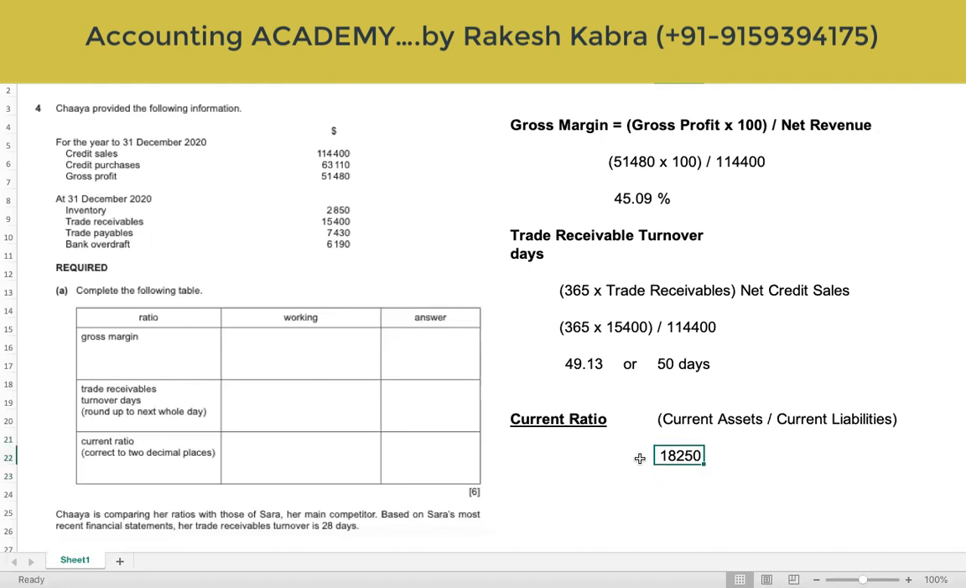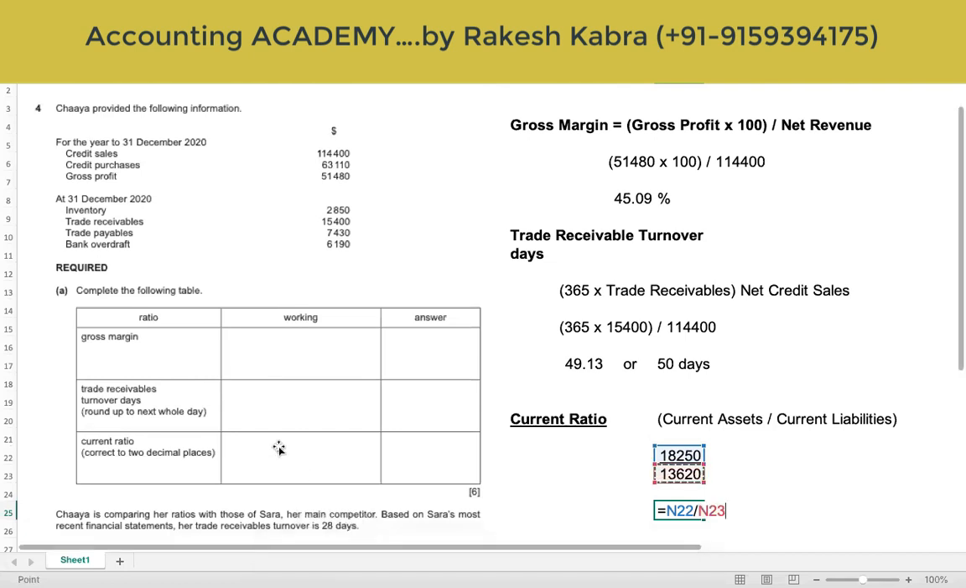And current liability, how much? Two items we have. Trade payable plus bank overdraft. $7,430 plus $6,190 bank overdraft. So 13,620 is the current liability. Now let me calculate 18,250 divided by this 13,620.